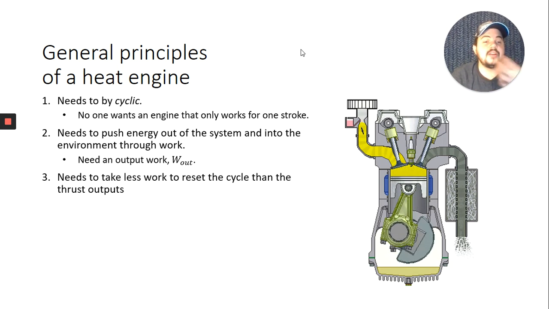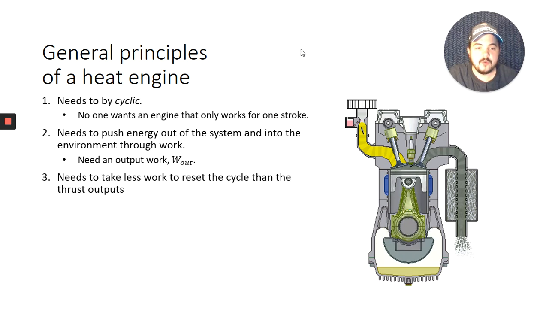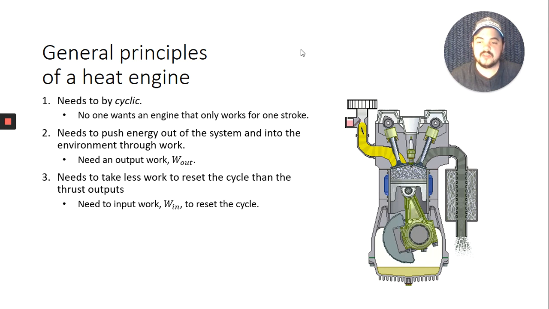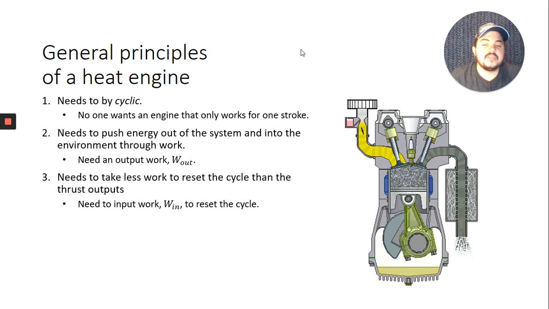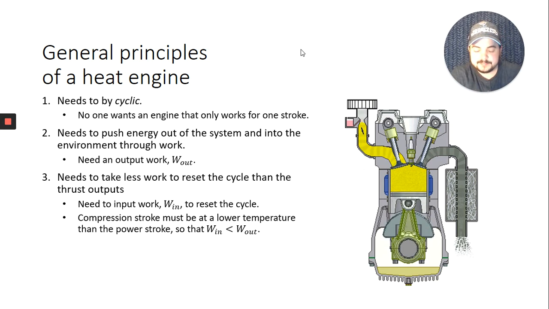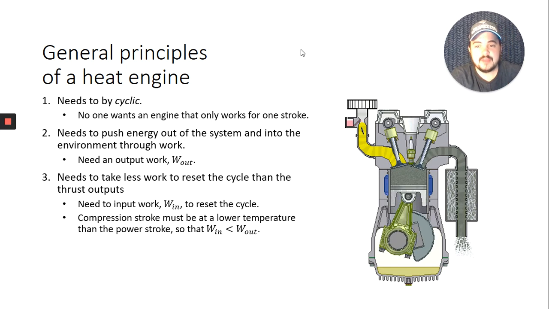We're also going to need to use energy to reset the cycle, but we want to use less energy resetting the cycle than we sent out during that forward stroke. So we're going to need to use energy for a reset. We need to use less energy than we sent out into the world through work. So we need some input work, W in, to reset the cycle, but we want to make sure that that W in value is less than the W out value. We're sending more energy out into the world than we're needing to reset through work. So where is that extra energy coming from? Well, it's going to come from a heating process, which is why we have a heat engine here.